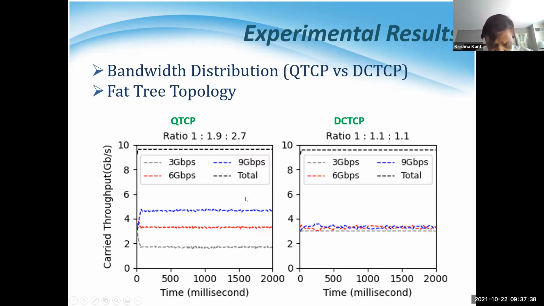So we have a 10 gigabit link, but we are trying to push through 18 gigabits per second. Obviously, we cannot. So the idea is that in this kind of a congestion situation, we want to divide up the available bandwidth of 10 gigabits per second in the ratio of 1 to 2 to 3. On the left-hand side, you have the result for the QTCP. On the right-hand side, you have the DCTCP. DCTCP, as expected, divides up everything equally among all the flows, whereas the QTCP does a pretty good job. It comes pretty close to what the desired ratios are.